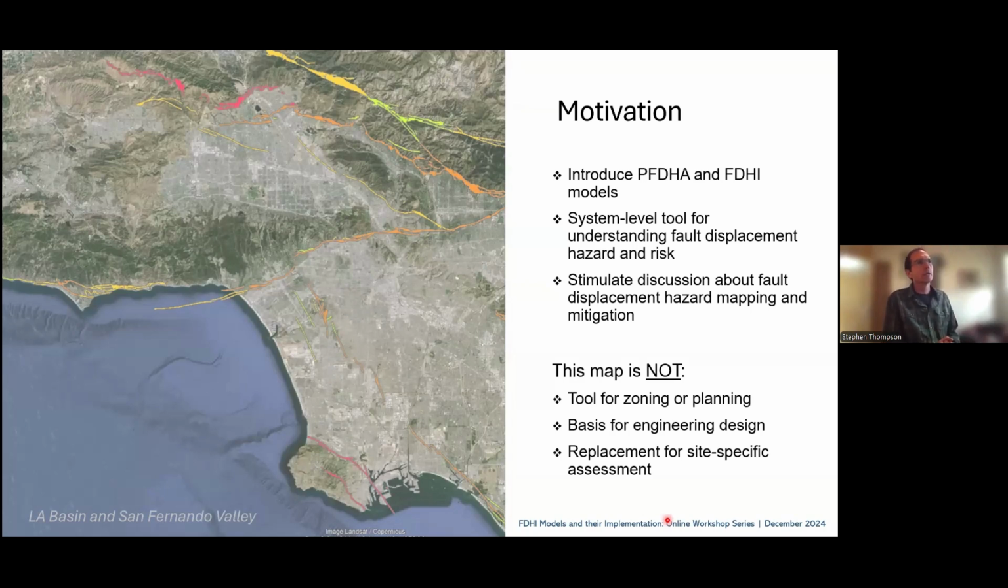Also, a lot of people are interested in some sort of system level tool for understanding fault displacement hazard and risk. So owners of big distributed infrastructure or people planning long new lifelines are looking for some sort of way to do hazard screening. And a third motivation is to stimulate some discussion about fault displacement hazard mapping and mitigation. So the big things that this map is not: it's not a tool for communities to do any kind of zoning or city planning. It absolutely is not a tool to be used for engineering design, and by no means is it a replacement for site-specific work.